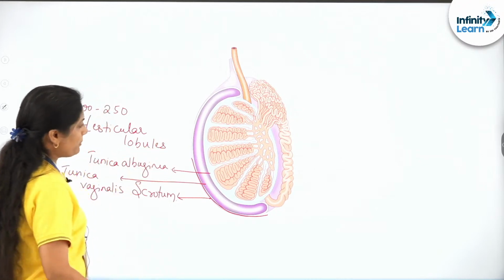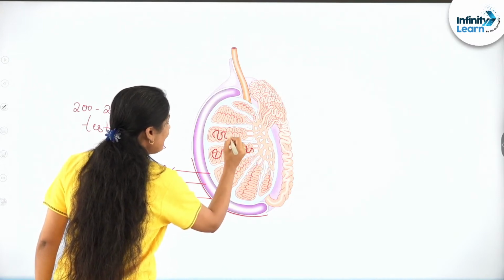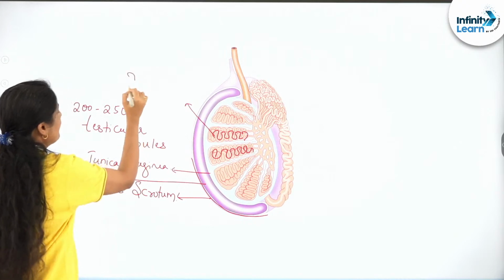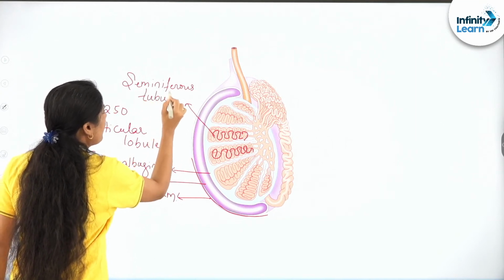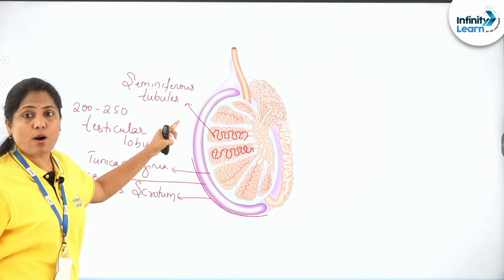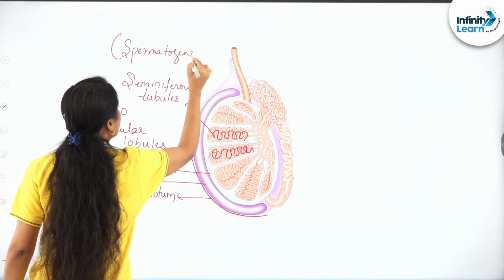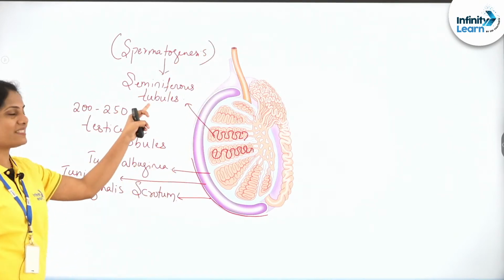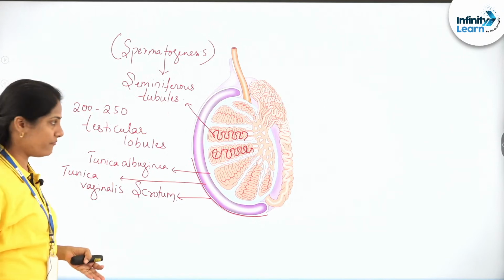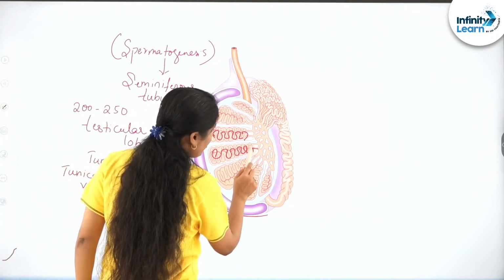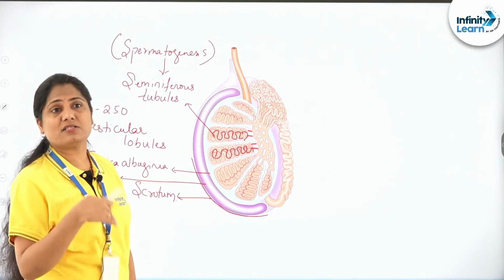So each of these lobules again has 2 to 3 highly coiled structures. Look at this, very highly coiled structures. What are these called? Seminiferous tubules. Seminiferous tubules is where the sperm is formed. So where is the process of spermatogenesis occurring? It is occurring in these tubules called the seminiferous tubules. Within these seminiferous tubules is where the sperm are being formed, right? So the sperm that are formed are going to these small tubular structures. What are they called? Tubuli recti. Not provided in the NCERT, so not to worry much about it.